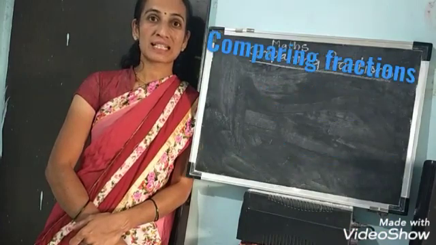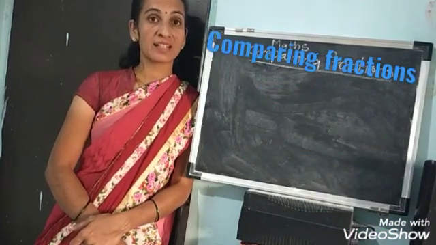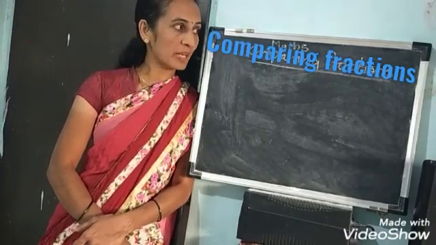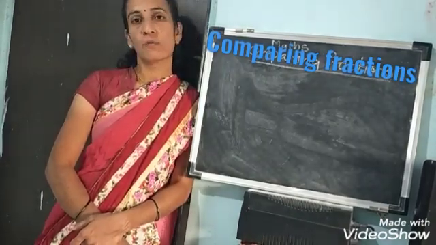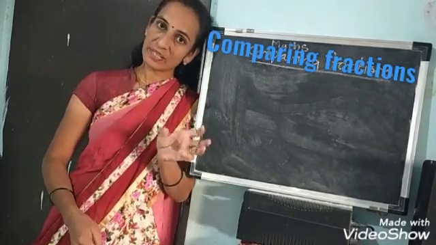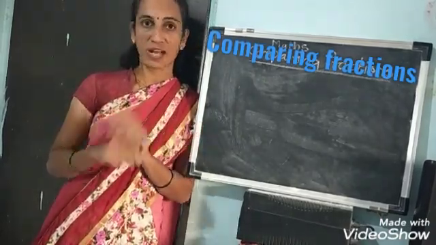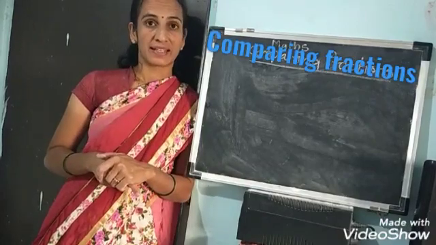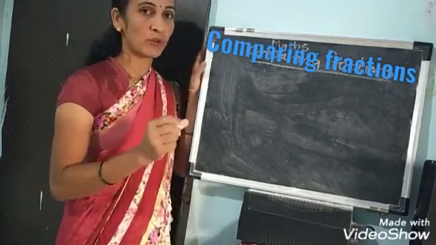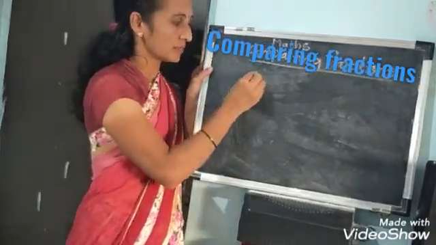Students, open your maths textbook, page number 57, lesson number 10, fractions. New point, we are going to start comparing fractions. What is meant by comparison? Comparison means you have to find which fraction is bigger and which fraction is smaller. Then we use symbols for comparing the numbers.